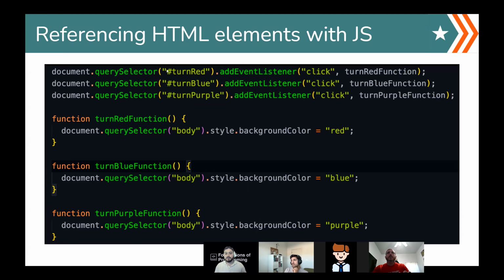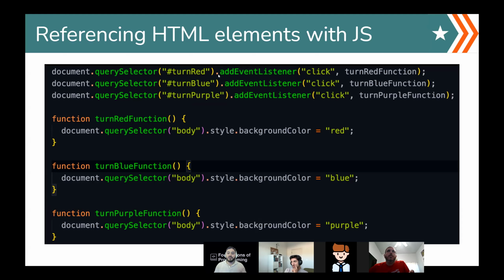Notice the hashtag. Really, this is an ID, not a tag. I'm sorry, not a class, but it's an ID, right? How do we know which is ID or classes? Hashtags are for IDs. The periods are for classes. But we're trying to grab something here by its ID called turn red, right? So we're saying, hey, DOM, I want to grab an element with the ID of turn red.